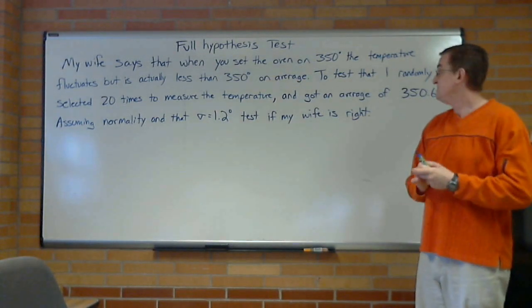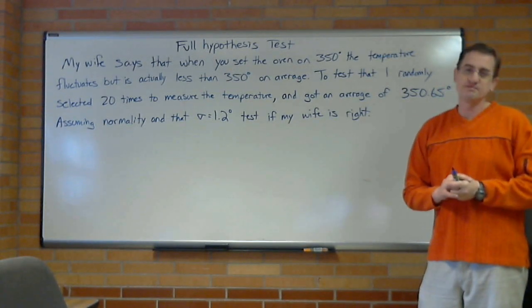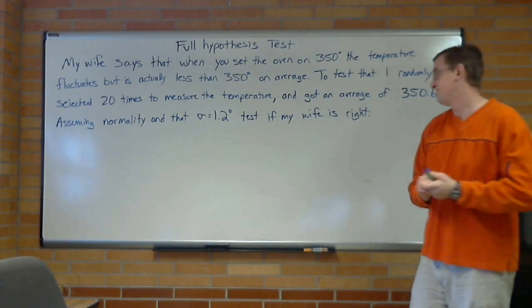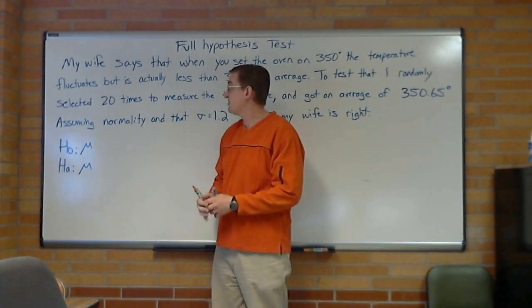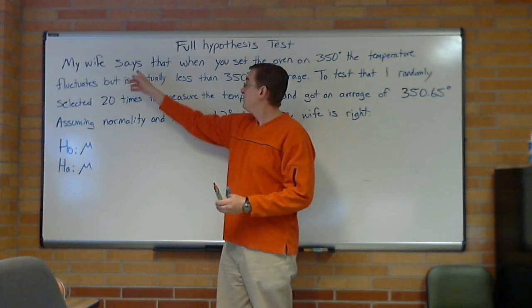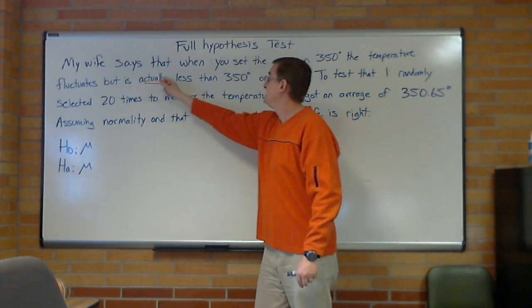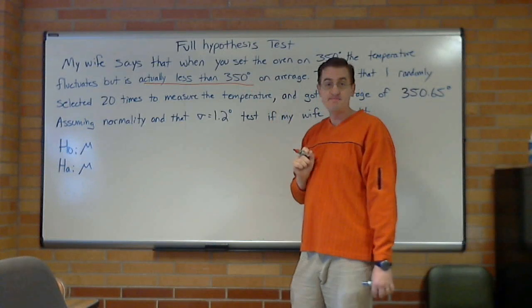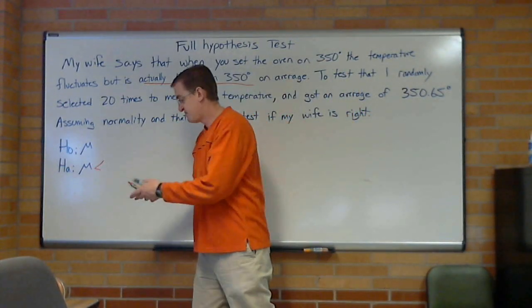So let me start with my null and my alternative. It's actually a good idea to start with a picture, but I'm skipping that on purpose. Our null and alternative are going to be about mu. The average is what we're testing. But here is the question that we're trying to answer: is it actually less than 350? Those words are less than 350.